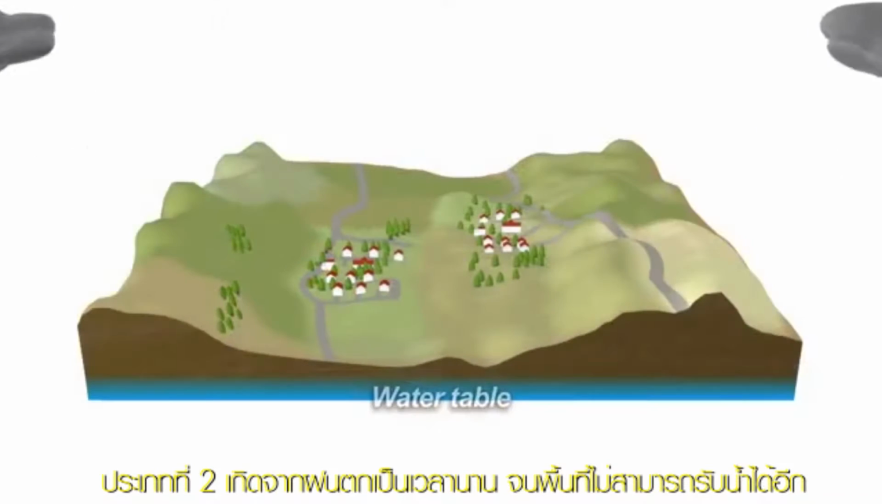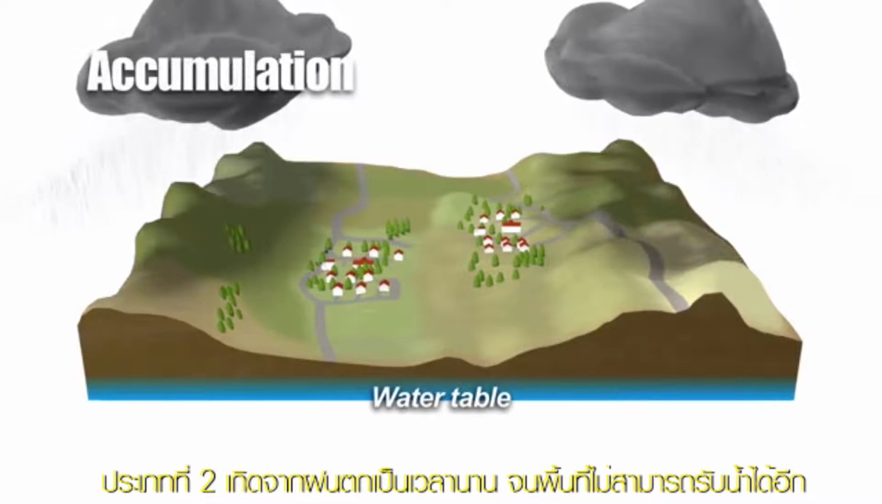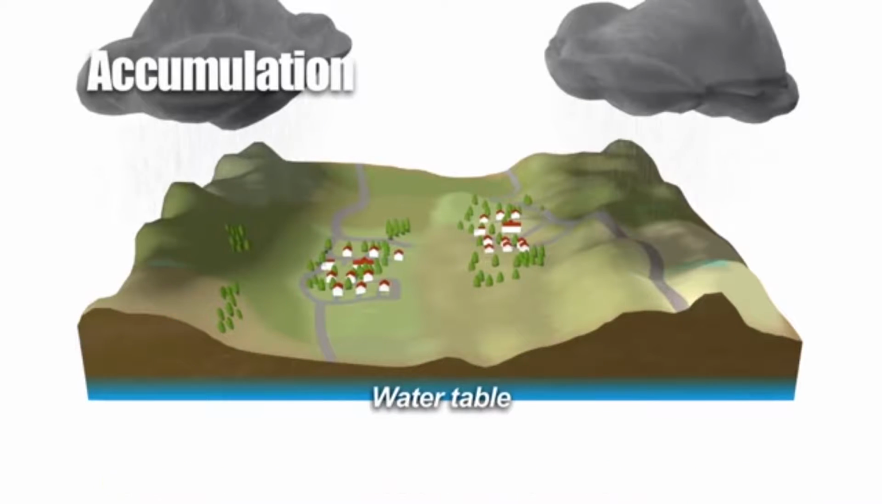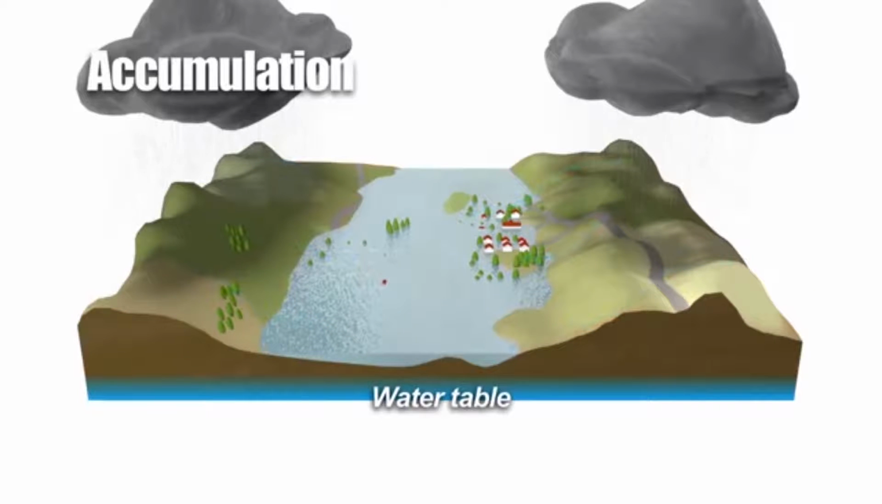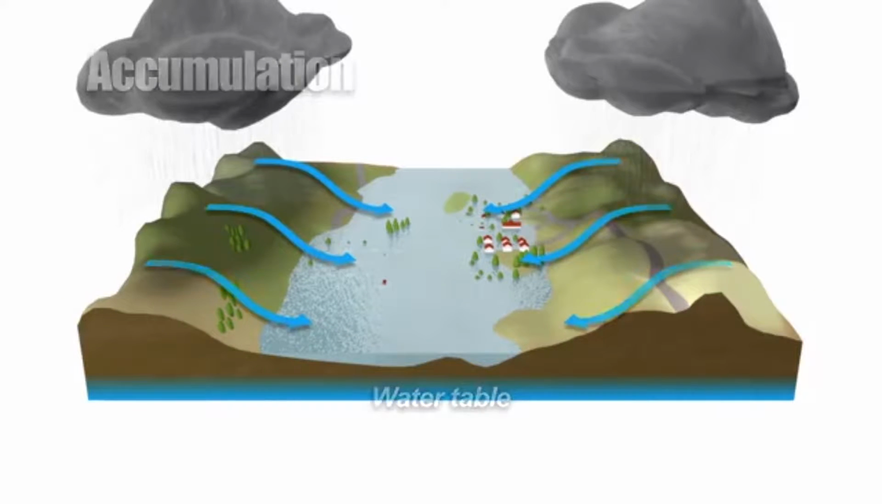The second type of flooding involves the accumulation of water in lowlands or basins. In normal weather conditions, water is absorbed into the ground and merges with the water table. When the ground is saturated, water builds up in low-lying areas. Runoff then quickly fills the valley and its waterways.